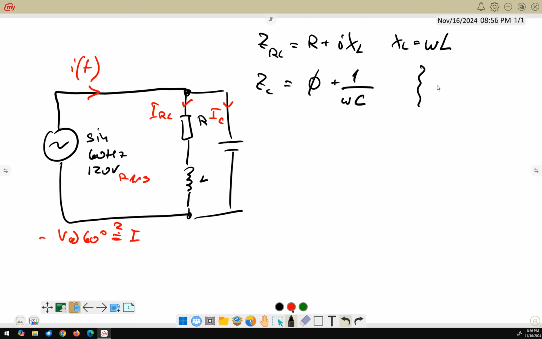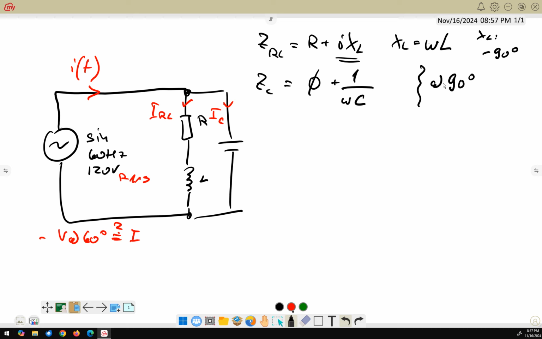Bear in mind, this is at 90 degrees, and the XL is actually at minus 90 degrees. That means the current on an inductor lags the voltage by 90 degrees, and on the capacitor it leads by 90 degrees. We have to bear this in mind a little bit later, just to cross-check that everything is okay.